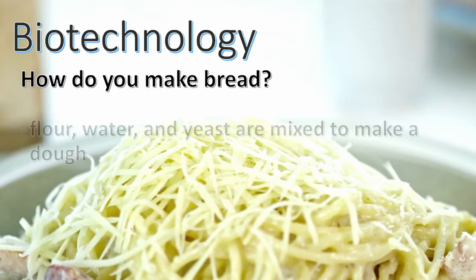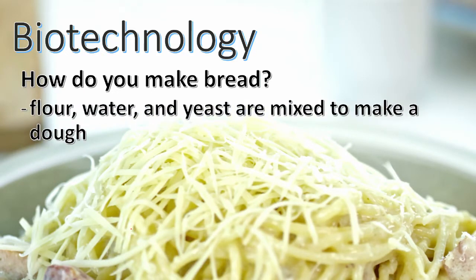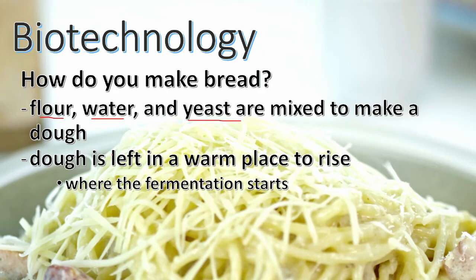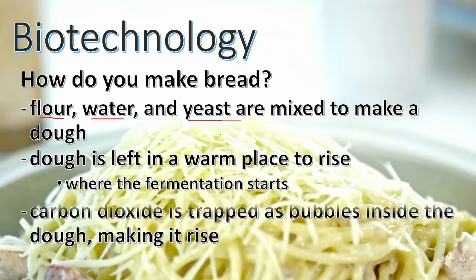So how do we make bread? First, we gather our ingredients, which are flour, water, and yeast, and they are mixed to make a dough. Next, the dough is left in a warm place to rise, where the fermentation starts. The yeast eats the glucose, converting it to alcohol and carbon dioxide, plus adenosine triphosphate. Then the carbon dioxide is trapped as bubbles inside the dough, making it rise.